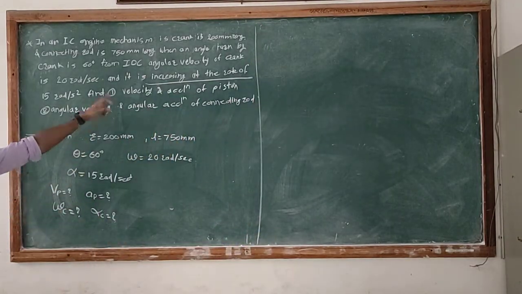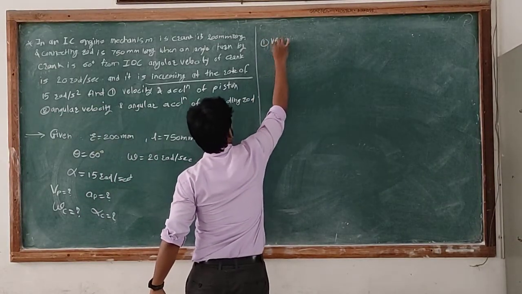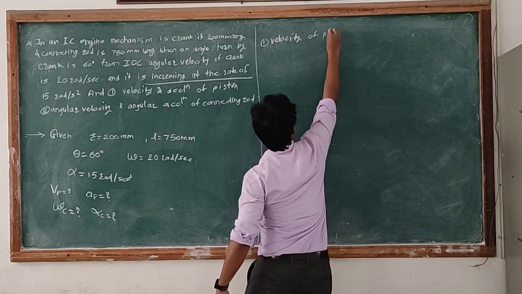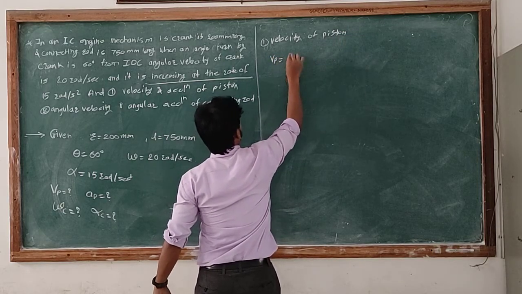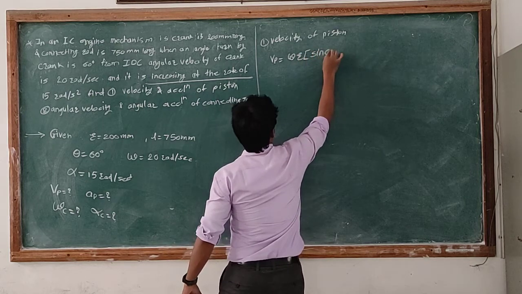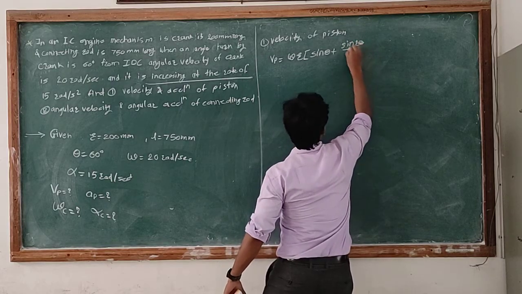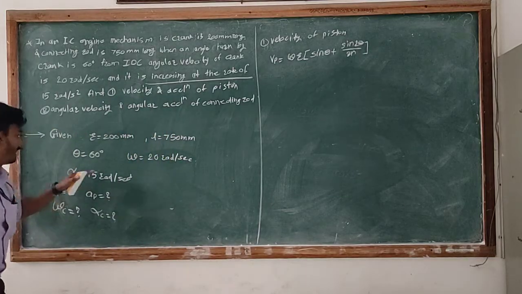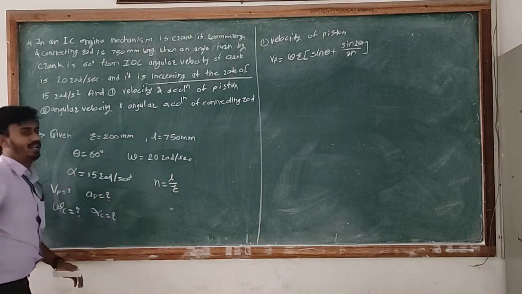First of all, they ask for the velocity of the piston. What is the formula for the velocity of the piston? The velocity of the piston, Vp, is given by omega into r into sine of theta plus sine of 2 theta divided by 2n. First of all, we have to find out n. N is the obliquity ratio and it is equal to L upon R.